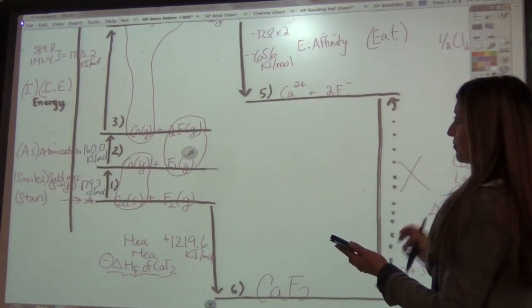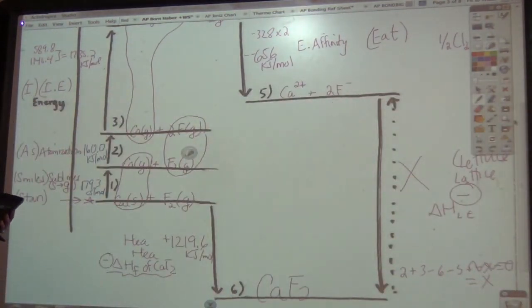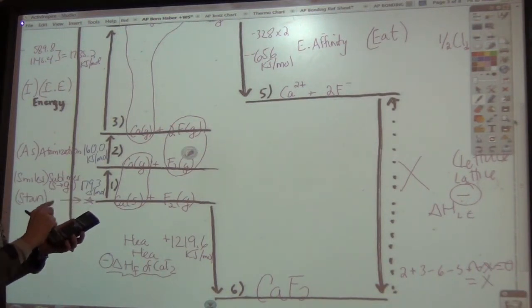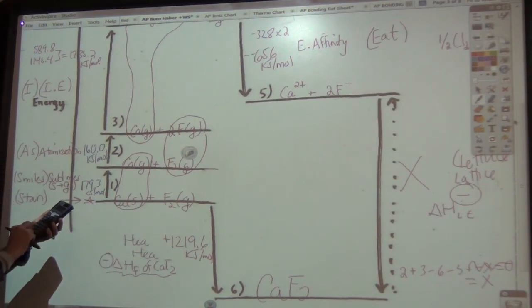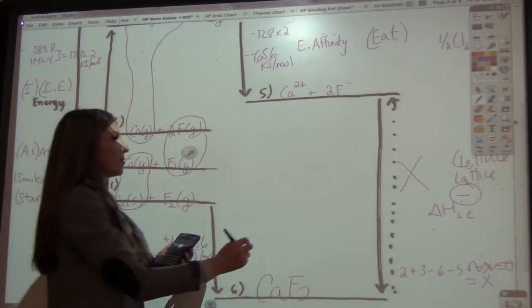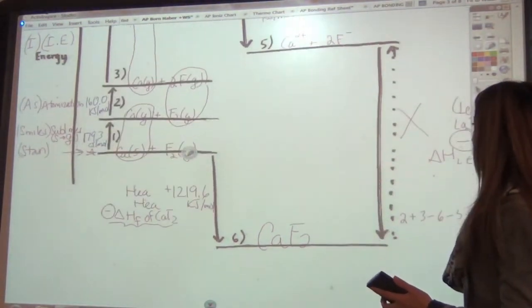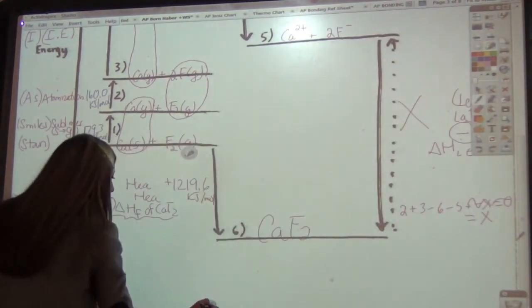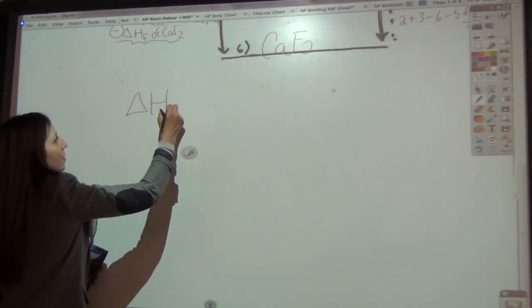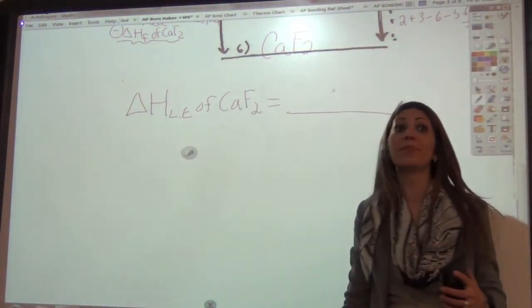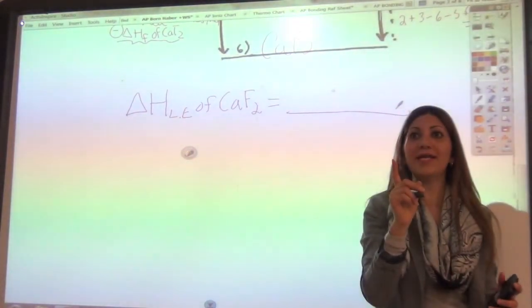So I've got 179.3 plus 160 plus 1735.2 plus negative 656 plus 1219.6. And please tell me what you get for your lattice energy of CaF2. Delta H lattice energy of CaF2 equals what? And your number needs to be big and very large and positive.